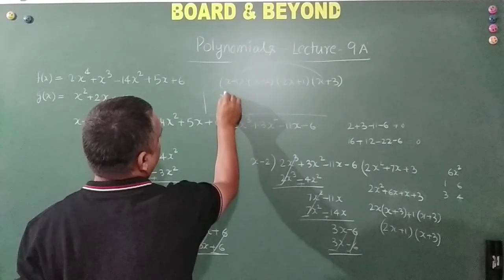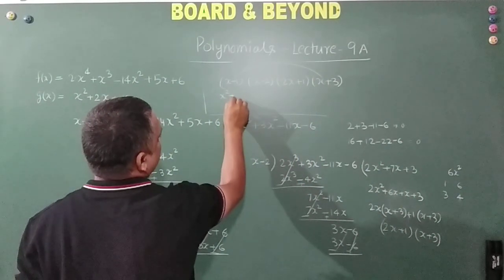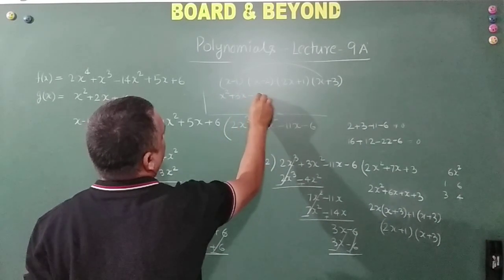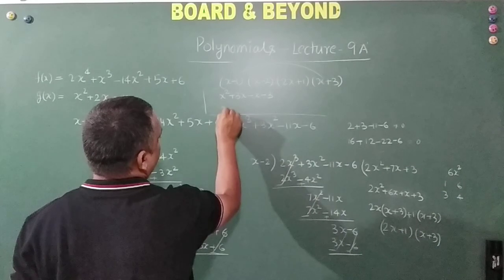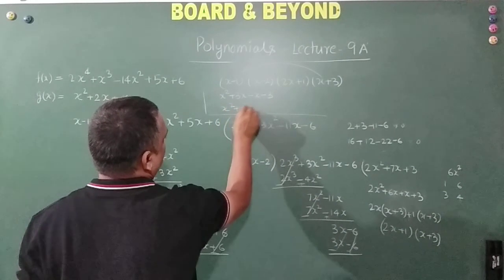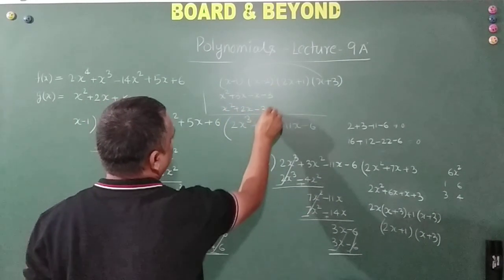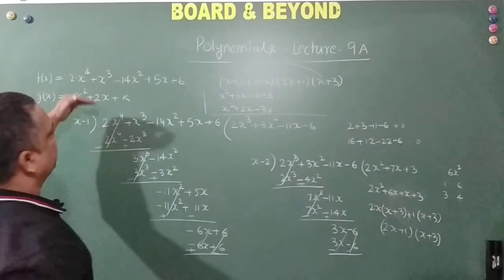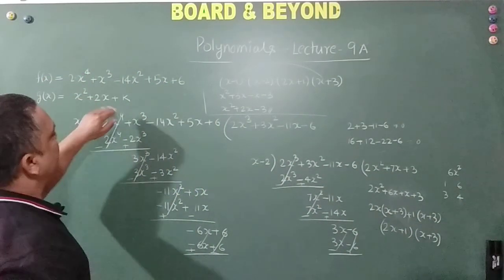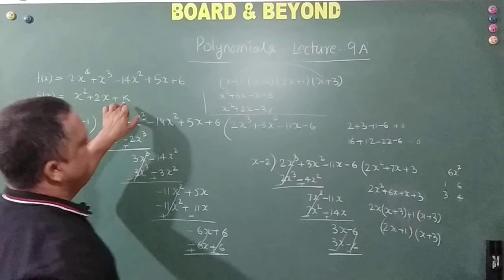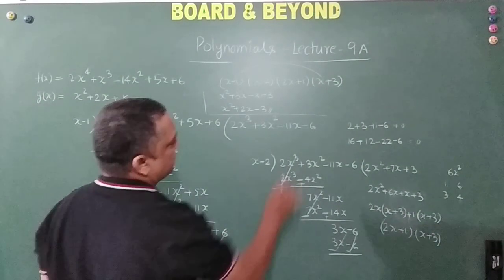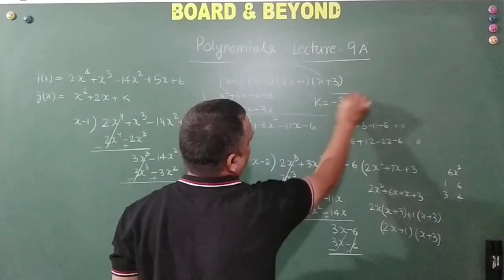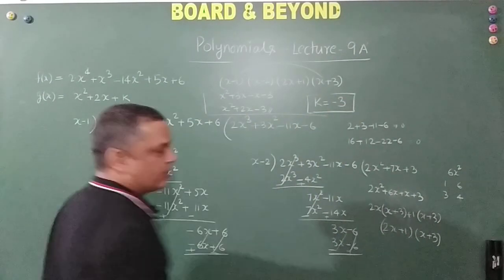How much does it come? X square plus 3x minus x minus 3, right friends? Which is x square plus 2x minus 3. Now you see, this quadratic polynomial is of the kind of this, right? So equating this and this, we can say k is equal to minus 3. So k is equal to minus 3 is the solution for this problem.